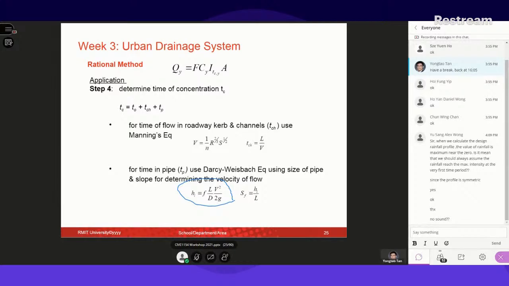So this is how the rational method determines the time of concentration. There are three times you need to calculate: one is the overland runoff time, the second is the channel time, and the third is the time in the pipe.